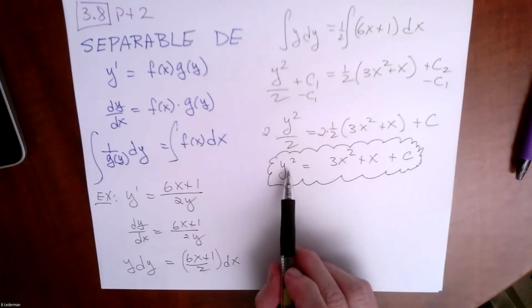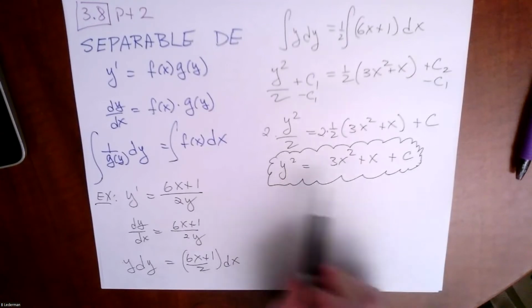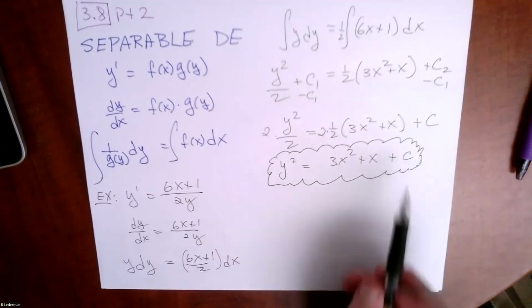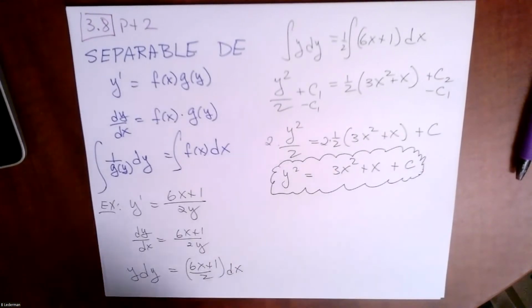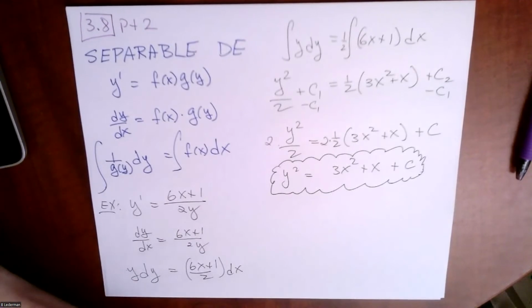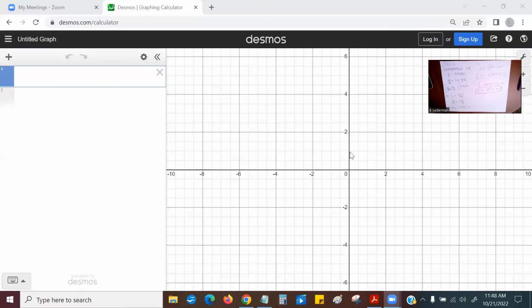So you have a y squared. That's not a y prime. It's a plain y squared equals 3x squared plus x plus c. All that is good. I'd like to graph this. I'm going to go to Desmos now. Let me come back here and share my screen with you. I'm sharing my screen, and here we go.